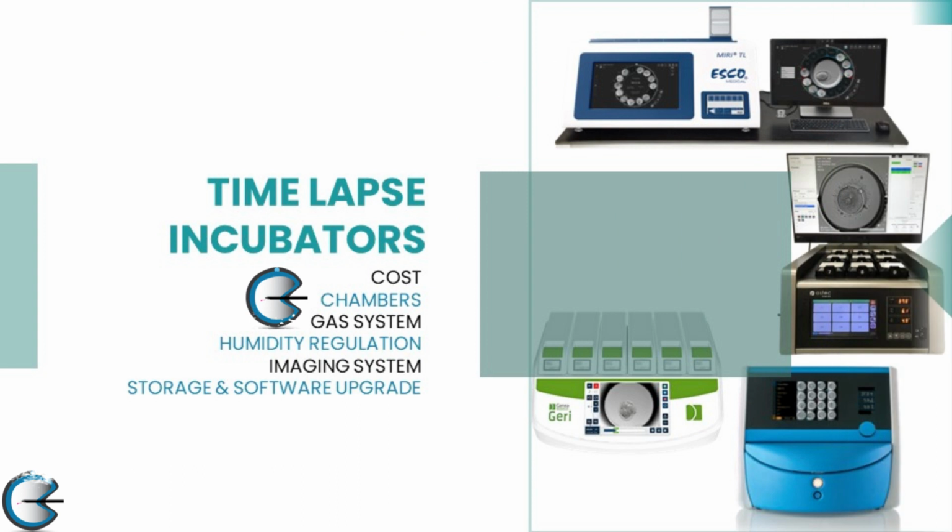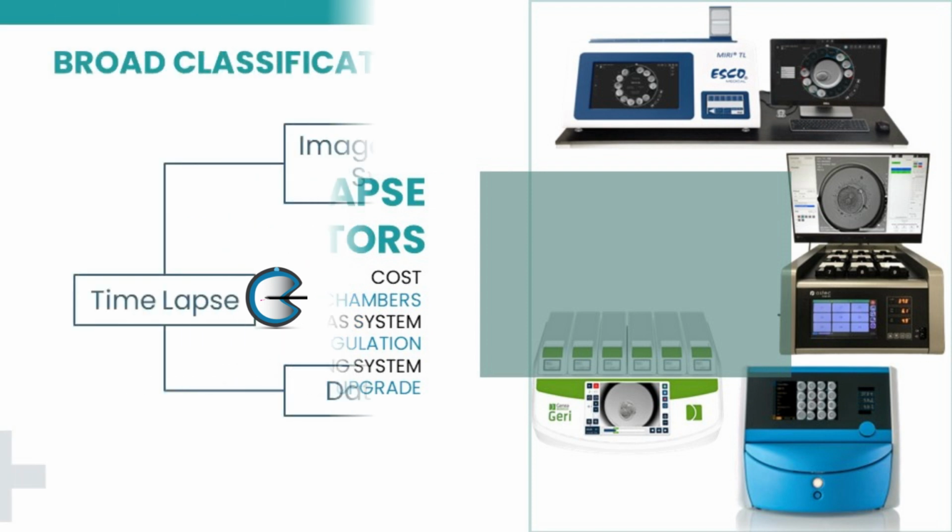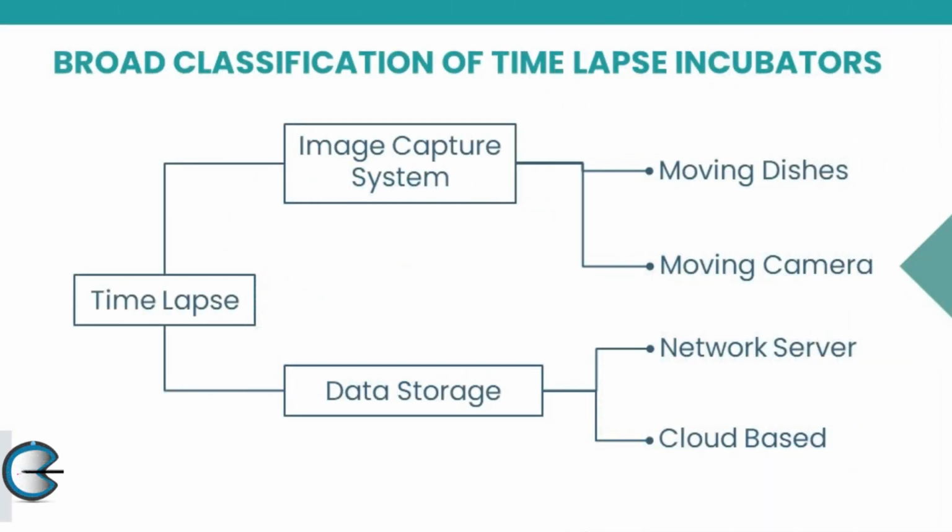Now to the last kind of incubator that we will be comparing today, which is the time-lapse incubator. A broad classification of time-lapse incubators would be based on the image capture system and the data storage system. For the image capture system, you have two options: either a fixed camera with moving dishes, or fixed dishes with a moving camera. I don't know about others, but I think I would be very comfortable if my dishes are not moving around.